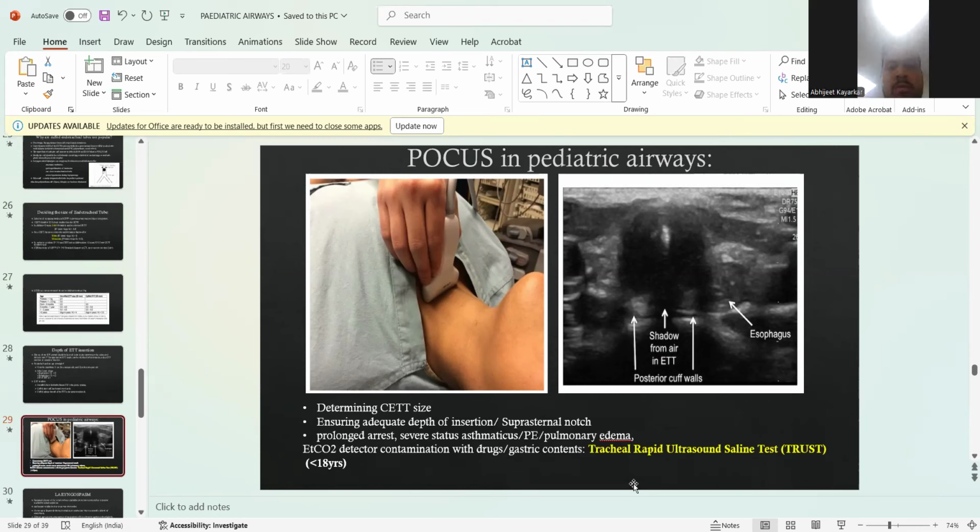So when you have situations where you cannot rely on ETCO2, a quick focus is the way to go. Take a linear probe, put it horizontally on the neck, and after you have inflated the cuff and bilateral air entry is seen to be okay, deflate the cuff and fill it with saline. Saline filled cuff is better visualized by ultrasound as compared to an air filled cuff, and you'll actually notice the gurgling air bubbles within the cuff. And this is a dynamic test.